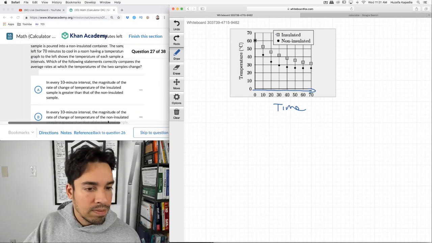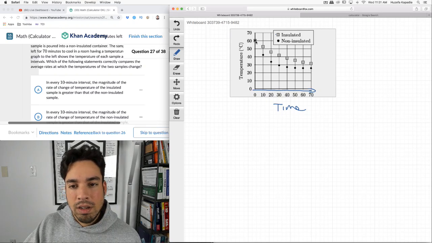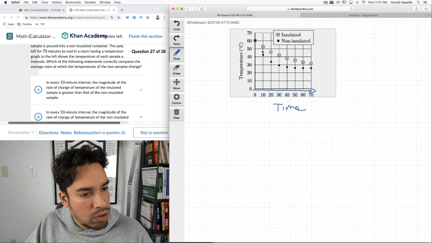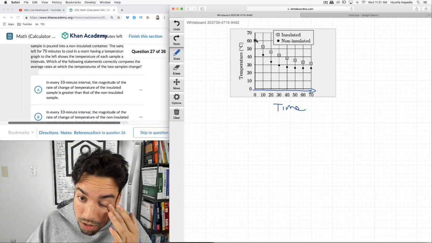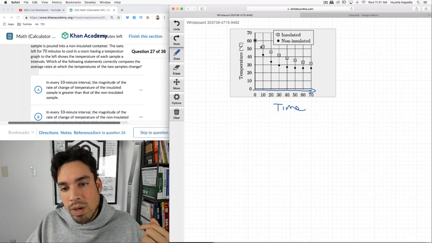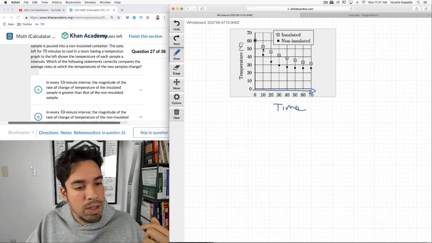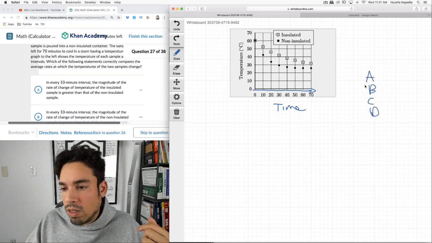Okay. The magnitude of the rate of change in every 10-minute interval of the insulated sample is greater than the non-insulated. Yes, magnitude of change is different. I mean, way different. And the insulated is less. I'm sorry, magnitude of the rate of change of the insulated is greater. No, magnitude means the amount. Look, that's actually patently false because right here, the insulated changes way less than the non-insulated. So there, the magnitude of the non-insulated is greater. So A is out. This is one where we're going to have to really eliminate.